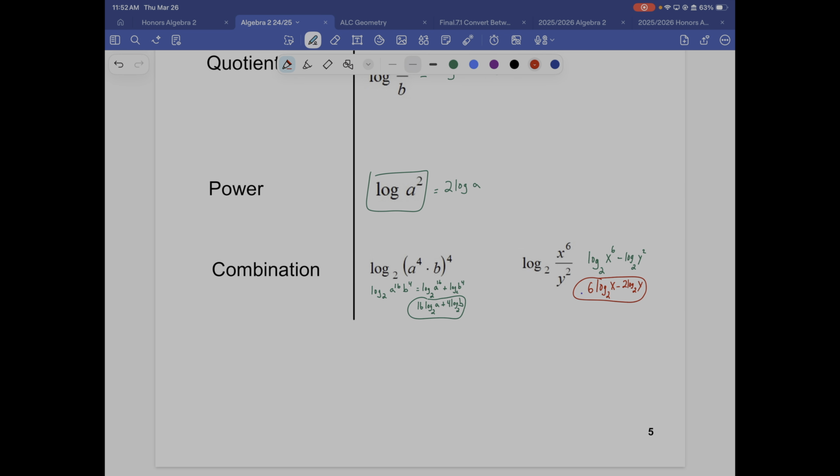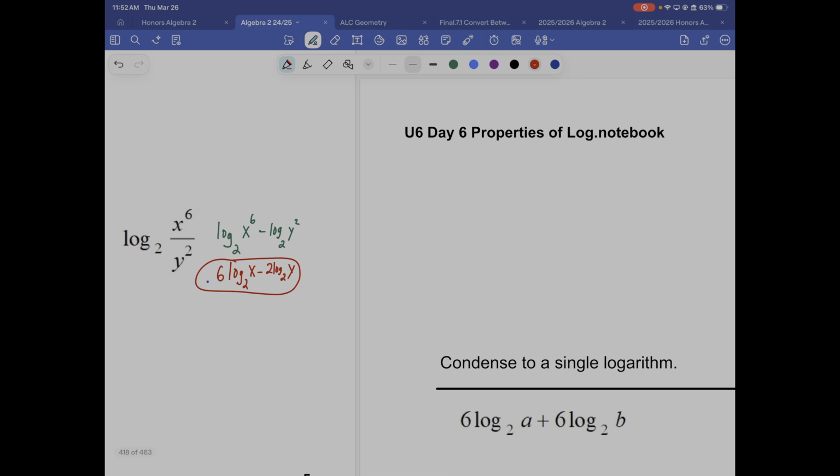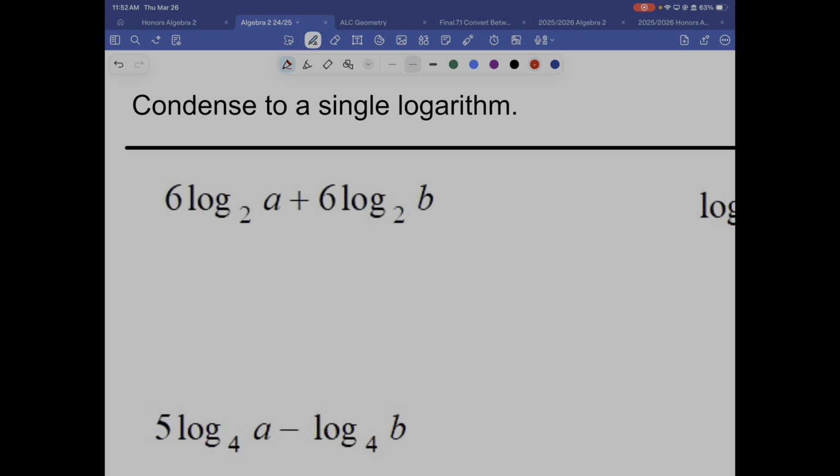Questions so far? We're doing okay? Well, let's go the other way.